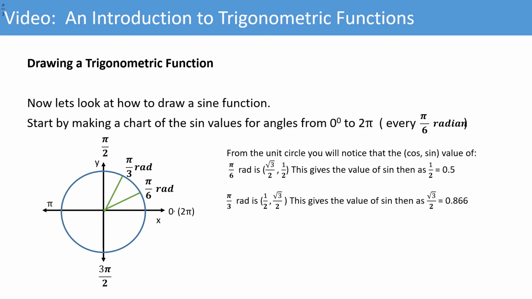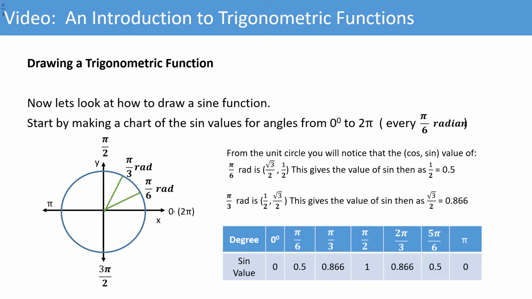From the unit circle, you will notice that the cosine value of pi over 6 radian is square root 3 over 2 and 1/2 for the sine value. This gives the value of sine as 1/2, which is 0.5. So we will now take a table and fill it in as we calculate the sine values for the angles as we move around the circle. And I've shown you here that pi over 6 we found is 0.5.